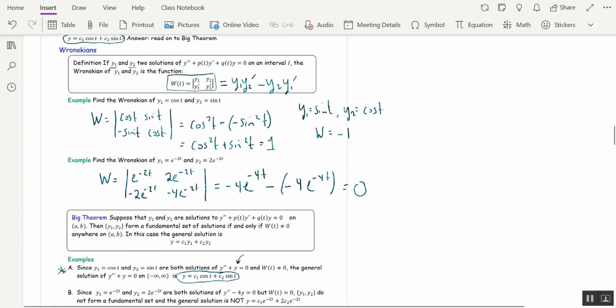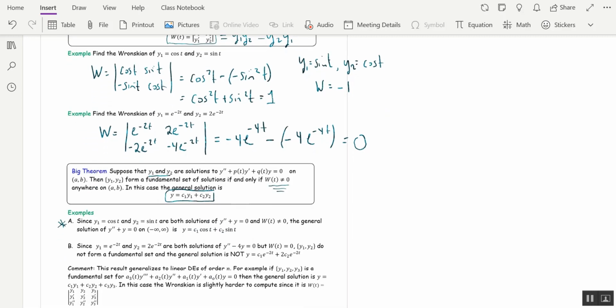All right, here's the big theorem. You have two solutions of a second order linear homogeneous differential equation. Then C1y1 plus C2y2 is the general solution if and only if the Wronskian is not 0. So in the example we did with cosine t and sine t, since the Wronskian of y1 and y2 was equal to 1, which is non-zero, indeed the general solution was this. Okay, and you can read through the rest of that page.